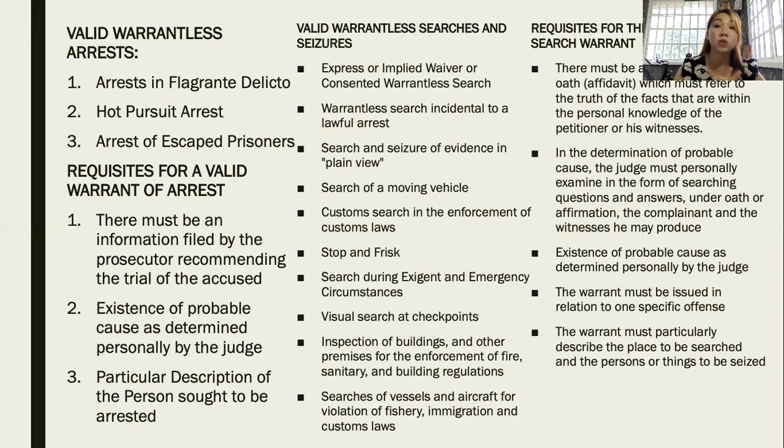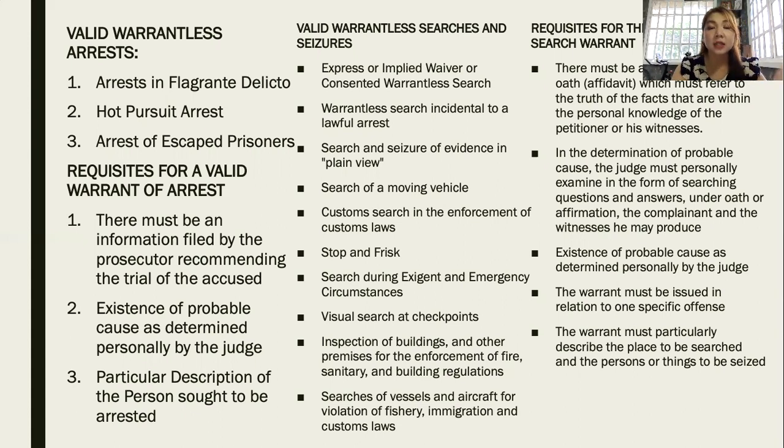This is under Rule 126 of the Rules of Criminal Procedure, Section 1. So a search warrant may be issued for the search and seizure of personal property subject of the offense, stolen or embezzled, and other proceeds or fruits of the offense, or used or intended to be used as the means of committing an offense.